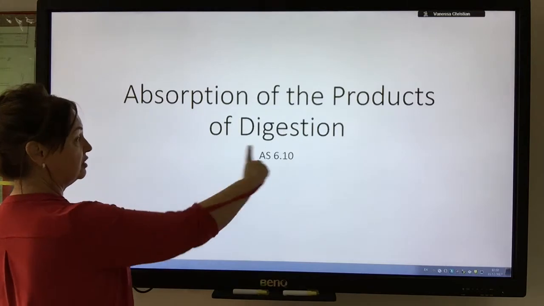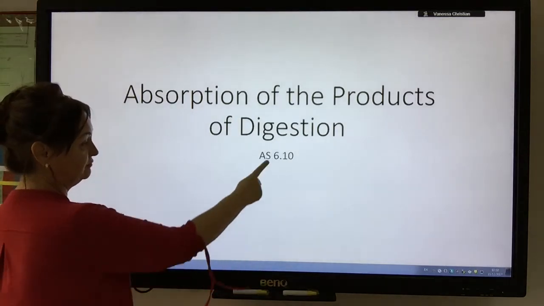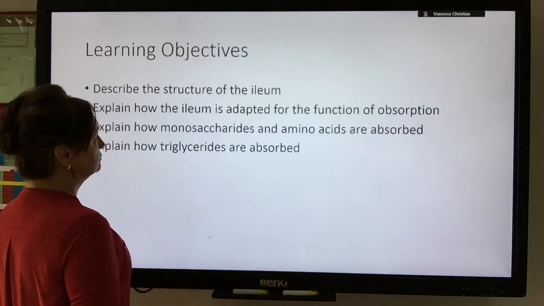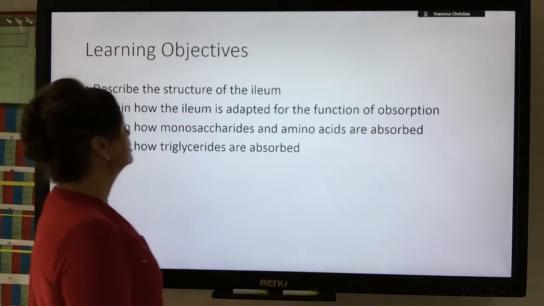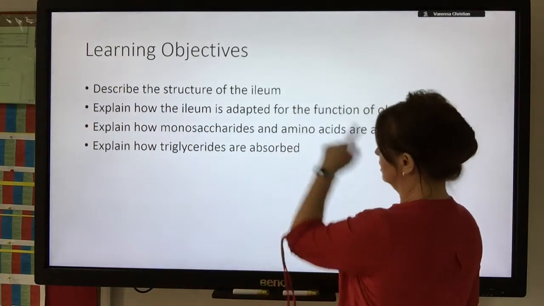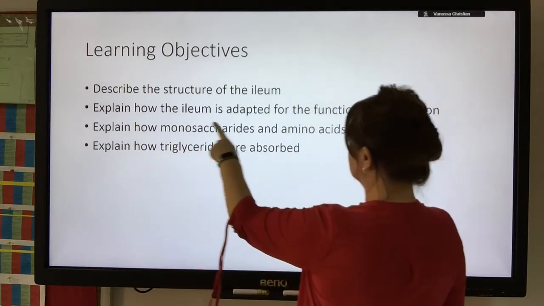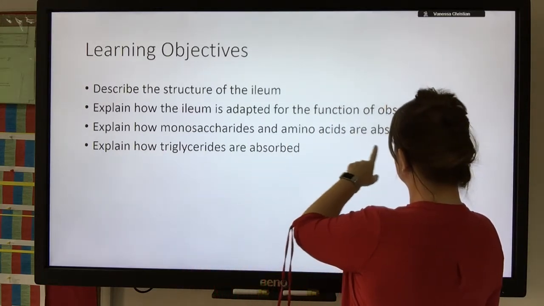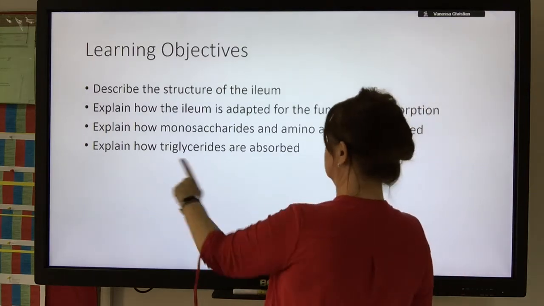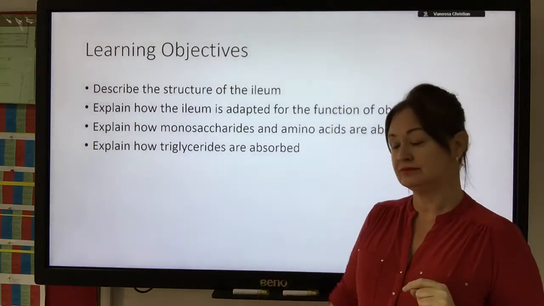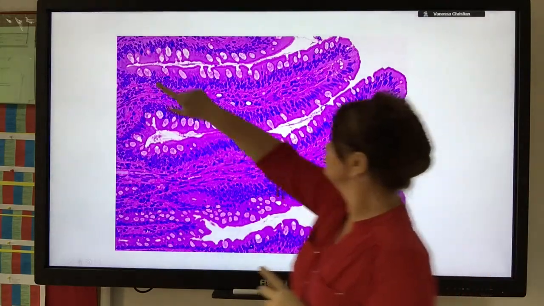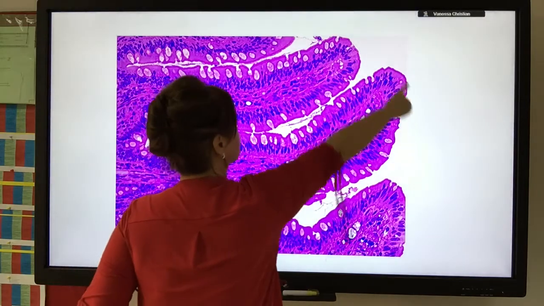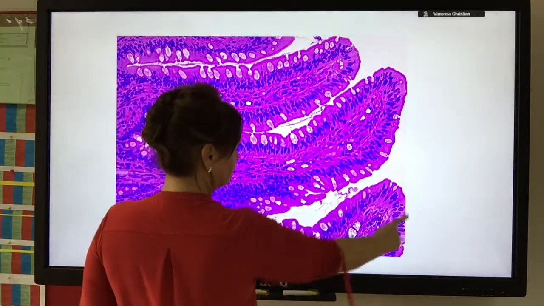Okay, in this lesson we're looking at the absorption of the products of digestion. In 6.9 we looked at enzymes and digestion, with the hydrolysis of macromolecules into micromolecules. So by the end of this lesson we want to be able to describe the structure of a villus, and we want to be able to talk about how the amino acids and monosaccharides are absorbed, and also how triglycerides are absorbed.